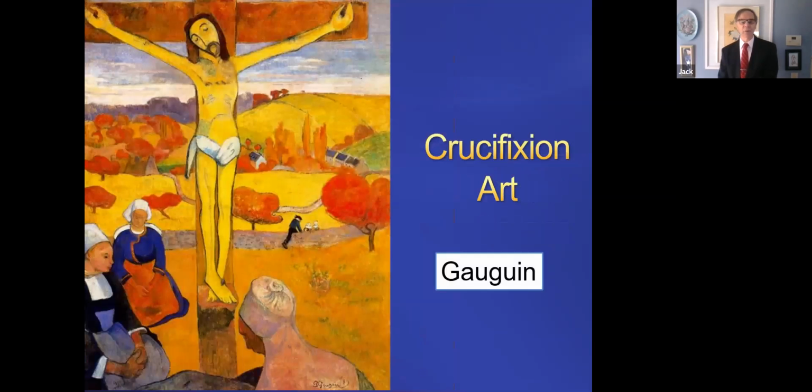Here's an example of one from the 19th century, Gauguin, Crucifixion Art. Quite simple, right? Three Marys, perhaps John the Evangelist here in the background. No angels. But still, it's got the key elements of the head to the side, the eyes closed, the single nail through there.